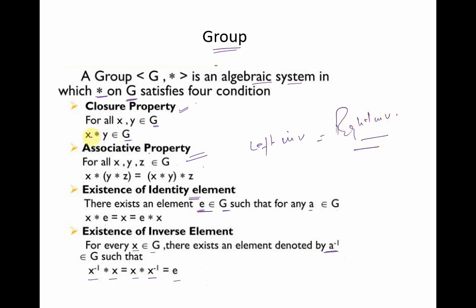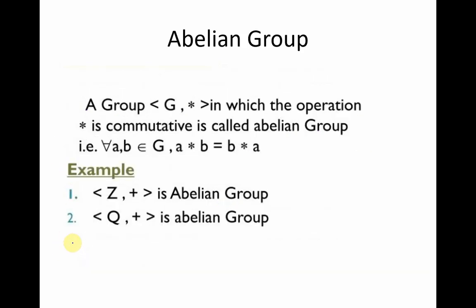Right? So a group satisfies these four properties. And in addition, if the star operation that has been defined for this non-empty set is also satisfying the commutative property, that means a star b is equal to b star a, then it is called an abelian or a commutative group. Say for example, the addition operation on the set of integers gives me an abelian group. The addition operation on the set of rational numbers gives me an abelian group.